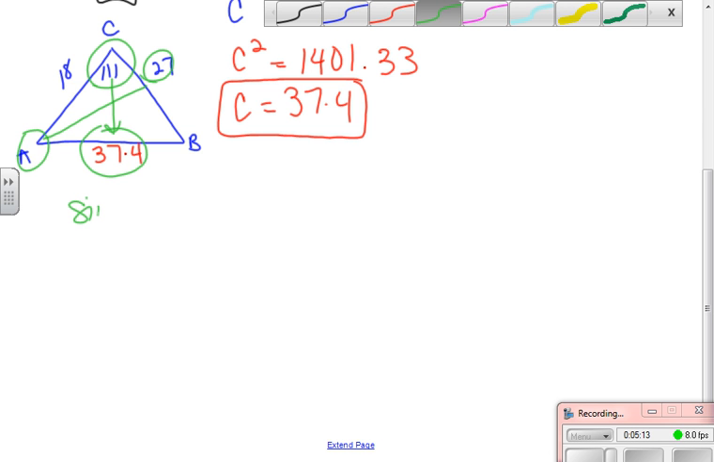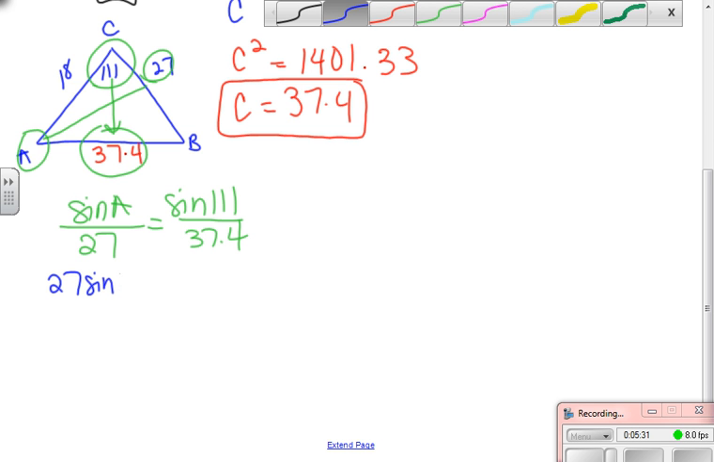So I'm going to say the sine of A over 27 is equal to the sine of 111 over 37.4. Cross multiply. Divide both sides by the 37.4.